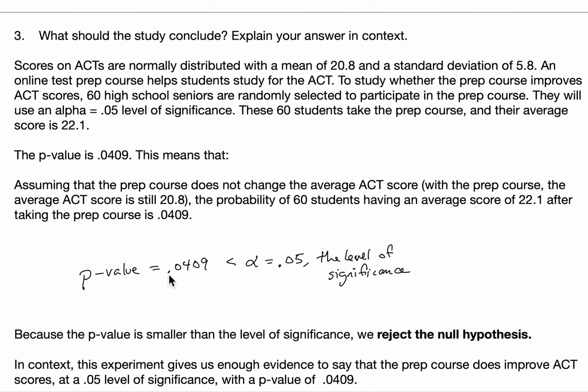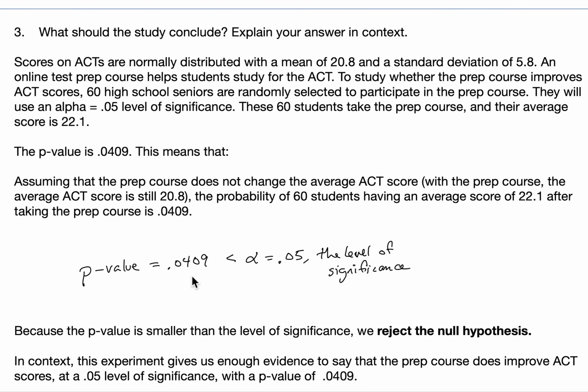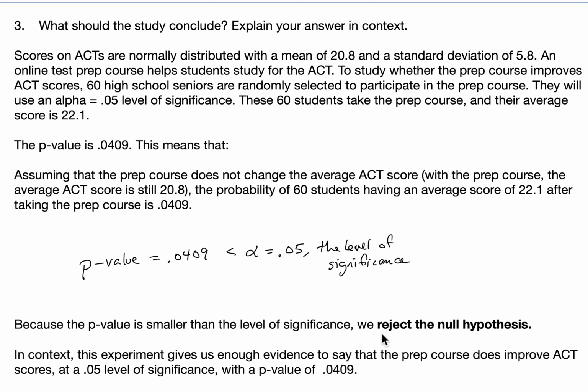So our p-value, 0.0409, is less than alpha, the level of significance. Alpha was 0.05, which is larger than the probability we got. Because the p-value is smaller than the level of significance, this is relatively unlikely. It happens less than 5% of the time. Because 0.05 was our cutoff, and we said if the results of the experiment are less likely than 0.05, we will say that that's enough evidence to reject the null hypothesis.